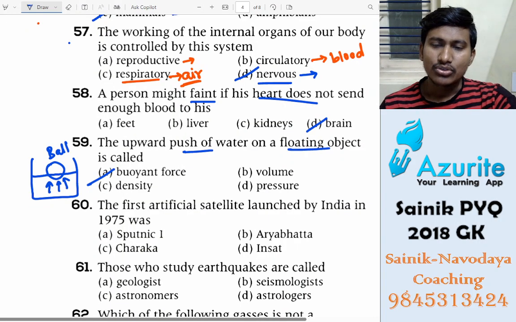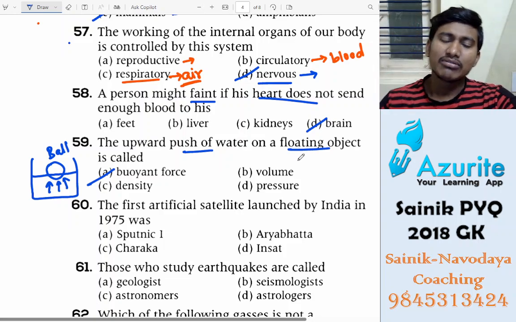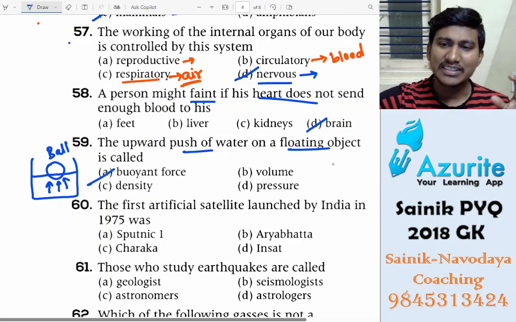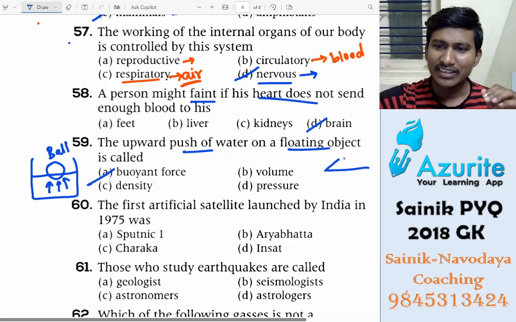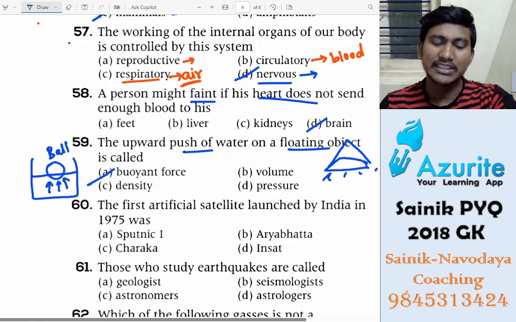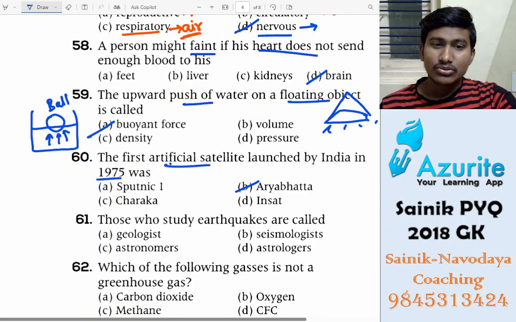Understand? So buoyant force depends upon how much water is displaced. You may have seen large ships, very big, and they displace so much water. So mostly it depends upon the area and the density of the object. Okay, understand?